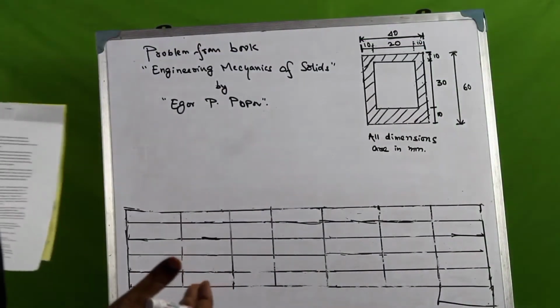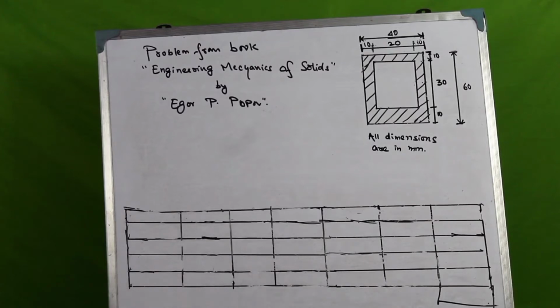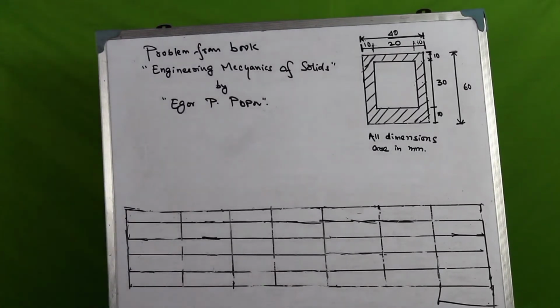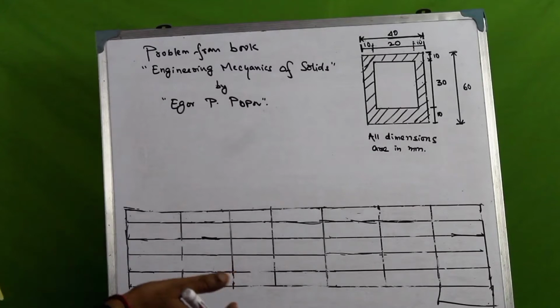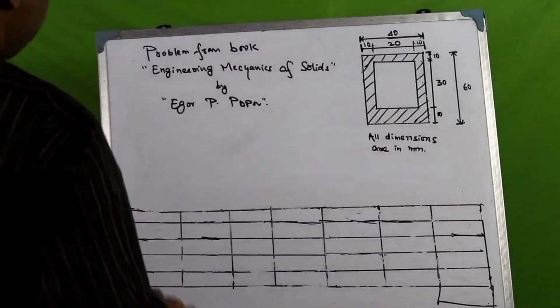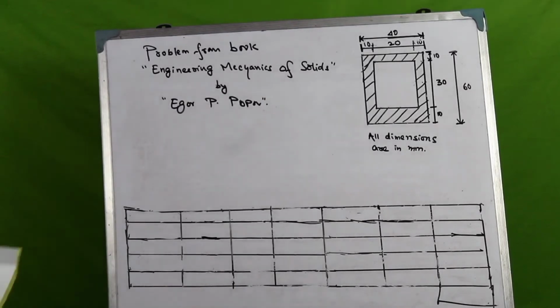So now we solve our second problem. The last problem that we had solved was in English units. However, this is in metric units. All dimensions are in millimeters, and we have taken this problem from the book Engineering Mechanics of Solids by Igor P. Popov. So we have this section.